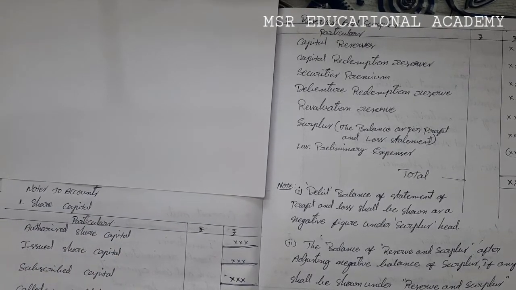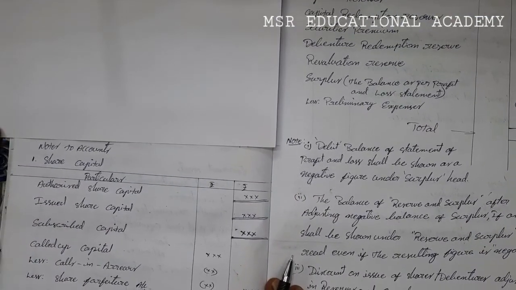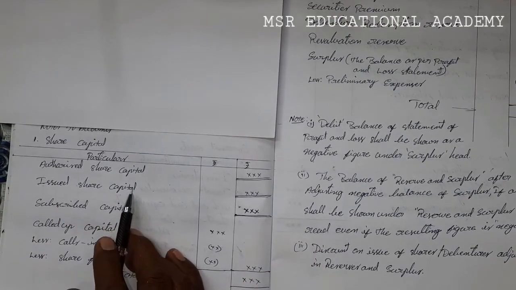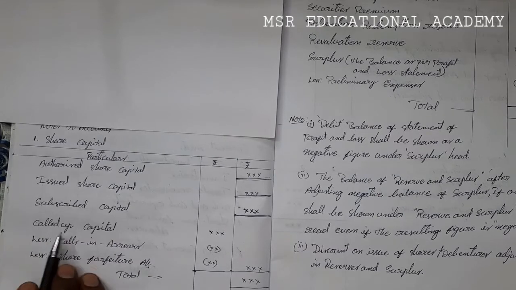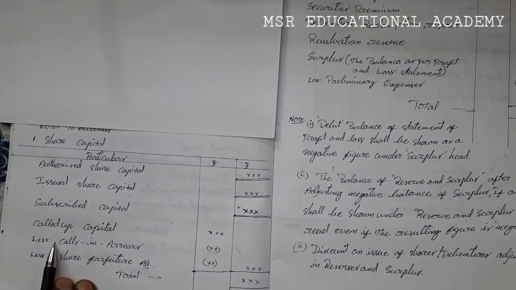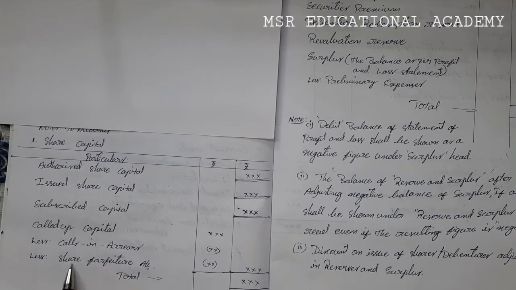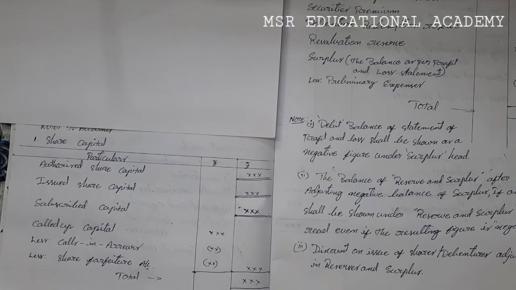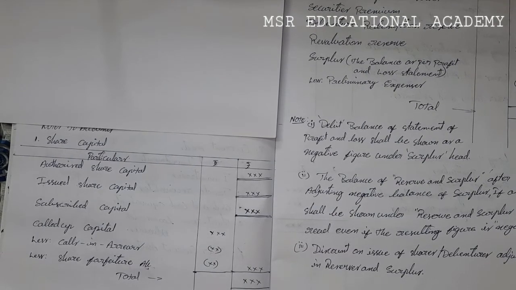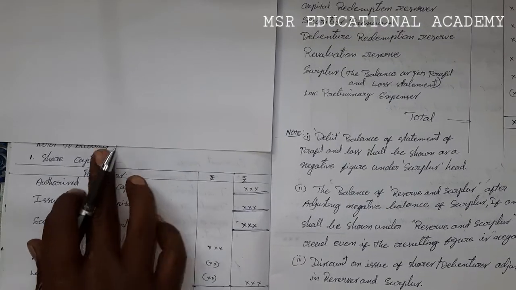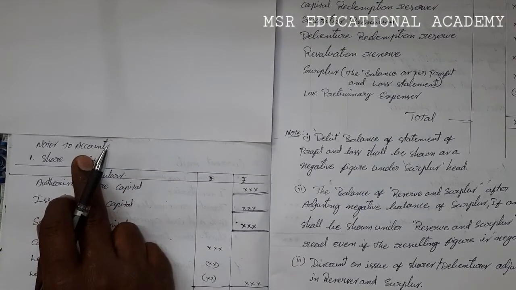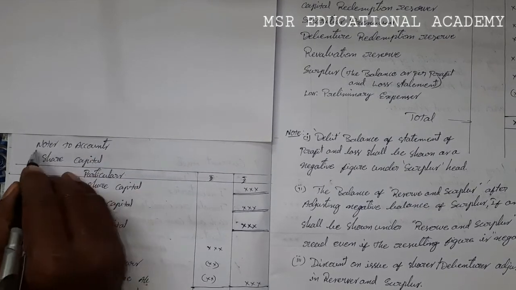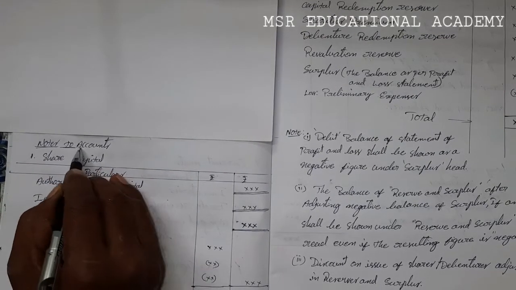Under this share capital heading there is authorized share capital, issued share capital, subscribed share capital, and called up capital. From called up capital, we should deduct calls in arrears and share forfeiture account also. These are the adjustments. These are what we should prepare as notes to accounts. This is a separate working note like that; here the working note is called notes to accounts.